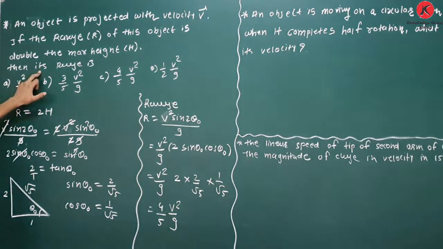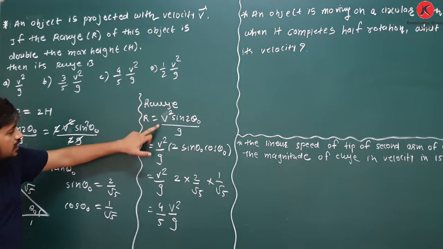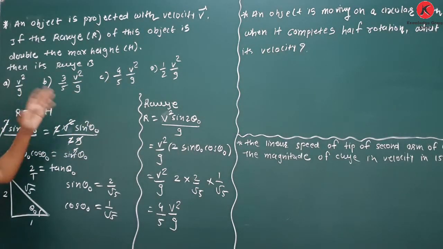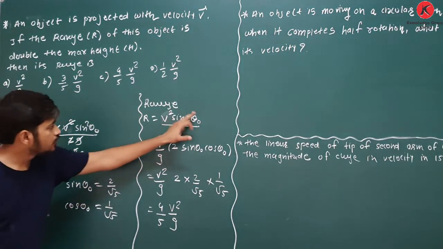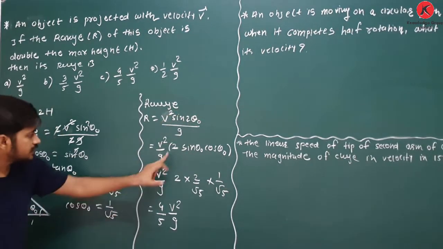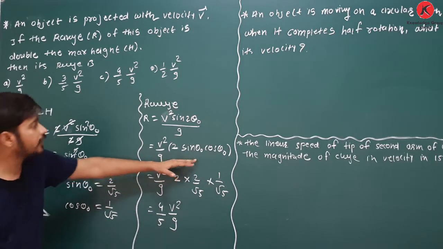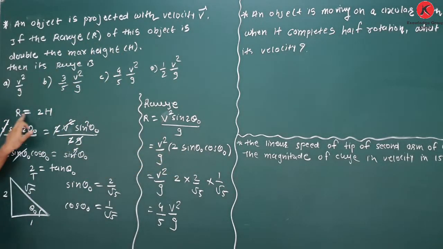You have to find the range. Write the equation of range. In the answer, v square upon g is given in each and every option. So you have to put the value of sin 2 theta. Sin 2 theta means 2 sin theta 0 cos theta 0. Now how to put this value? You are given one condition: range is equal to twice the maximum height. Write the equation and cancel out terms.